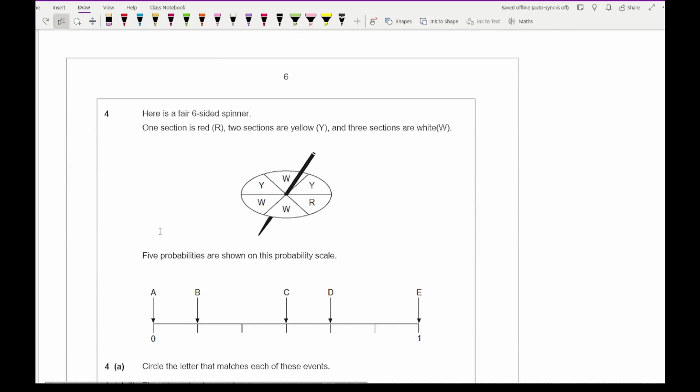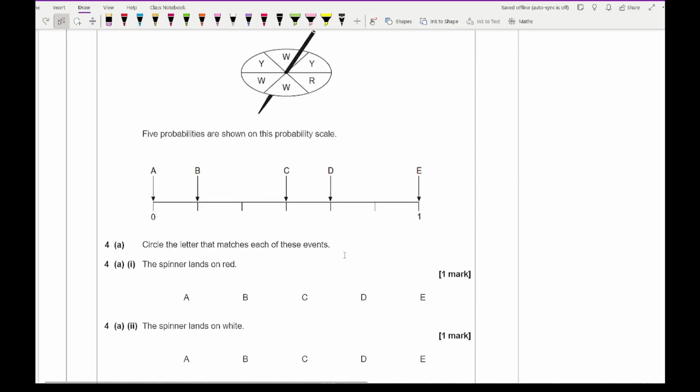Moving on to question 4, it says here is a fair 6-sided spinner. One section is red, 2 sections are yellow, and 3 sections are white. 5 probabilities are shown on this probability scale, and it says circle the letter that matches each of the events. So here it says the spinner lands on a red. Well, there is one red, so that's going to be 1 out of 6, and that is represented by B.